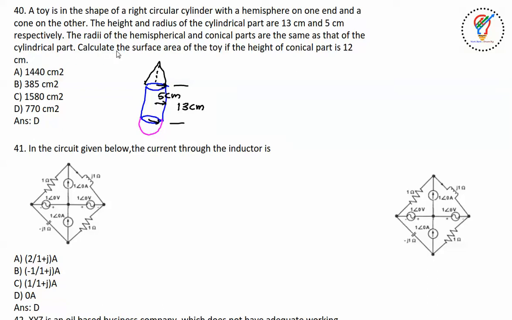Now I'll calculate the surface area. First, let's give a notation. Here is the point O, here is the center A, here another center point B, and C here, and D here. From the triangle OAD, we can write OD square is equal to AD square plus OA square. OA is given, the height of the conical part is 12 centimeters. So 12 square plus 5 square is nothing but 169. So OD can be written as 13 centimeters.